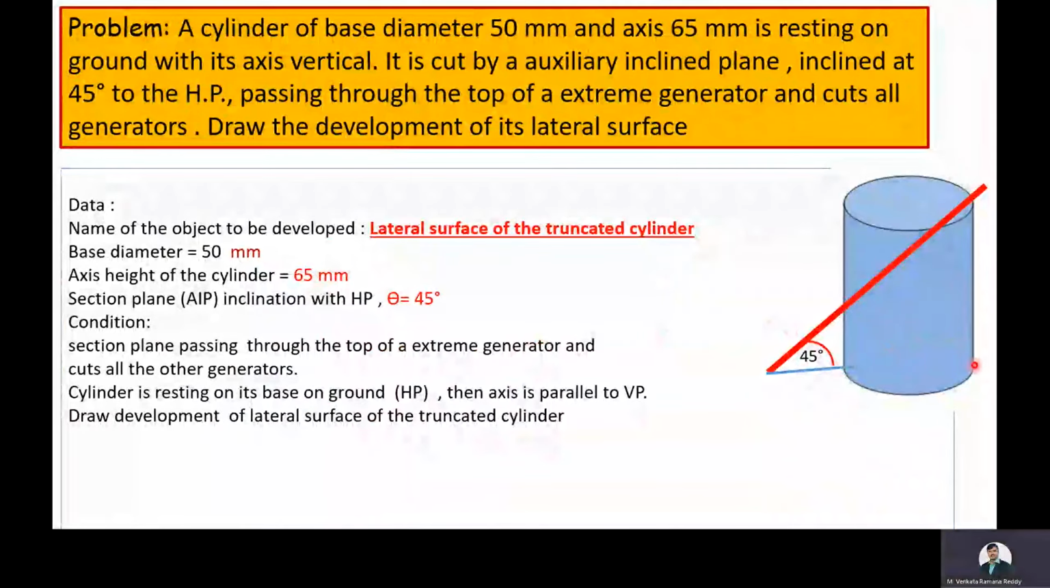Here, the cylinder is resting on its base on HP and axis parallel to VP. After cutting the cylinder with section plane, the top portion of the cylinder is removed. Only the portion of the cylinder below the section plane region is to be developed. So, with this basic information, we need to develop the lateral surface of the truncated cylinder.